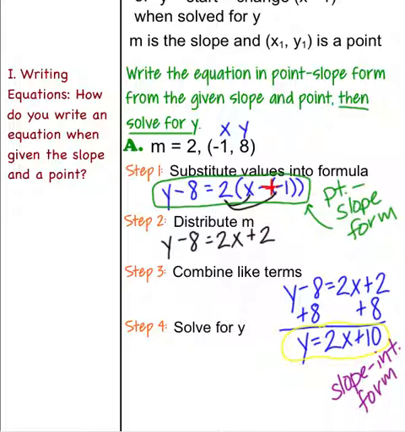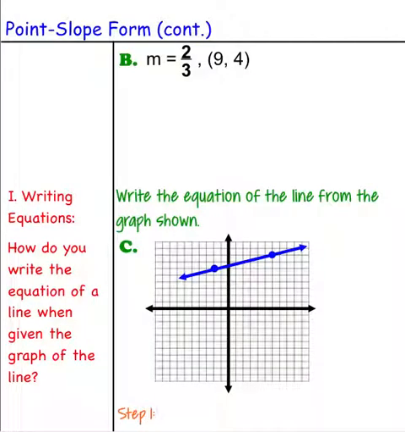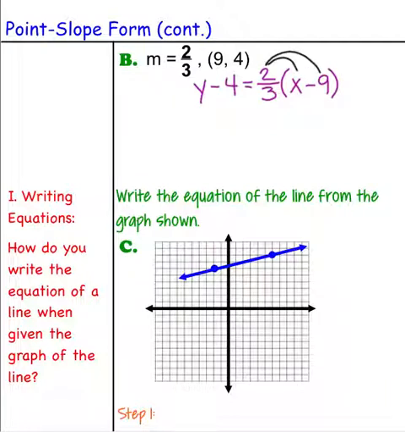The point slope form is handy when you're given a point and the slope, as opposed to trying to then solve for b to find our slope intercept. So let's go ahead and take a look at another example. This time we have m equal to 2/3 and our point (9, 4). So we're going to start off by putting it into the formula. We have y minus y1, which is 4, equals our slope, which is 2/3, times x minus x1, which is 9.